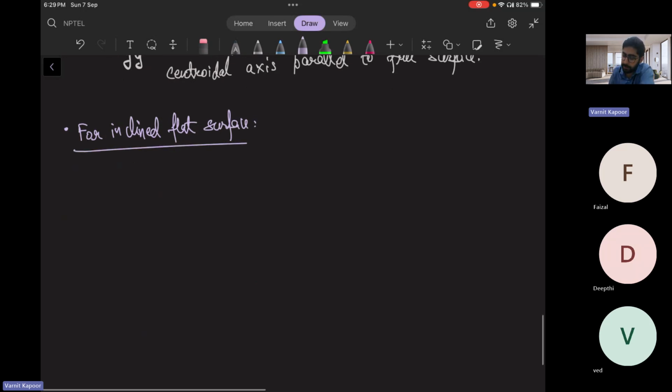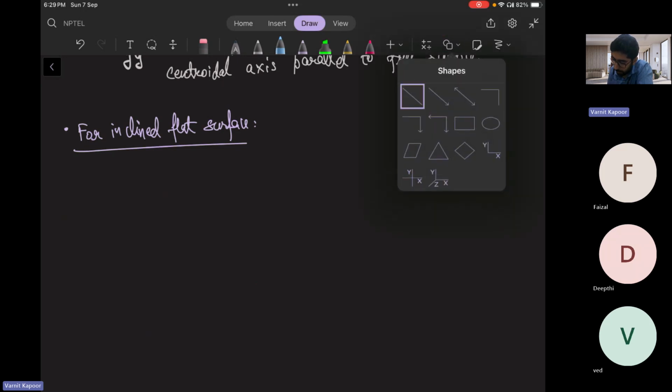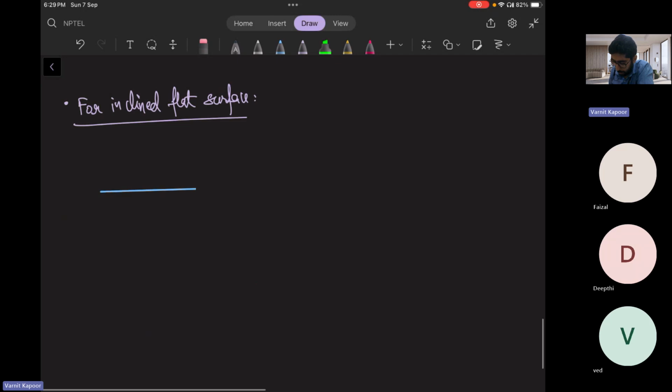If you have an inclined flat surface, let me draw a flat surface. Suppose you have it like this, and it is at a depth, not just at the free surface. It's vertically below and inclined. The plate is vertically below as well as inclined.